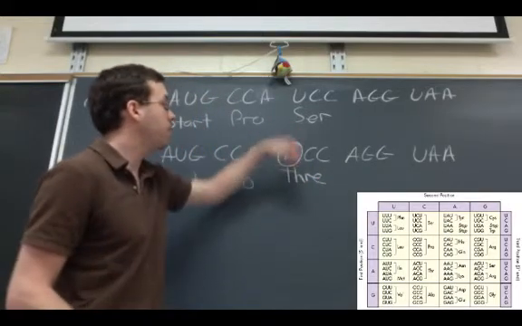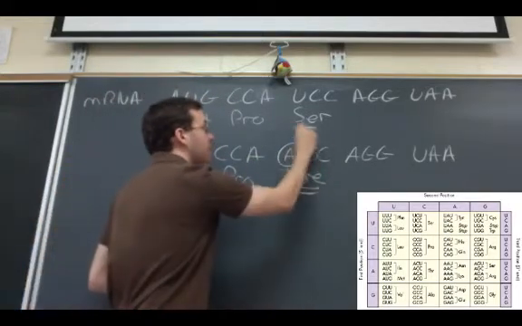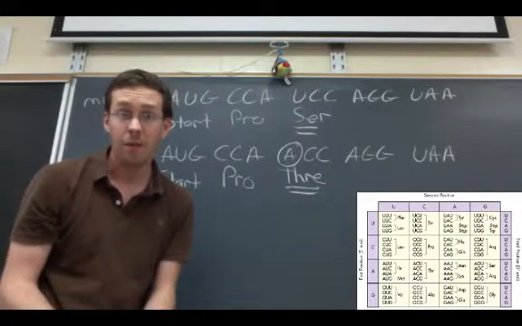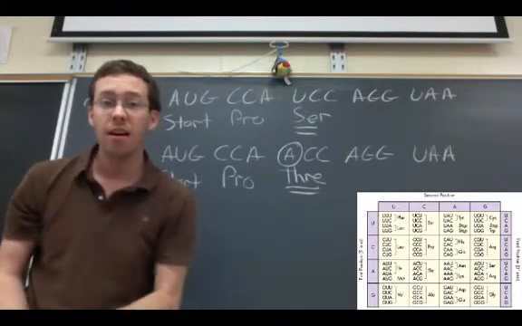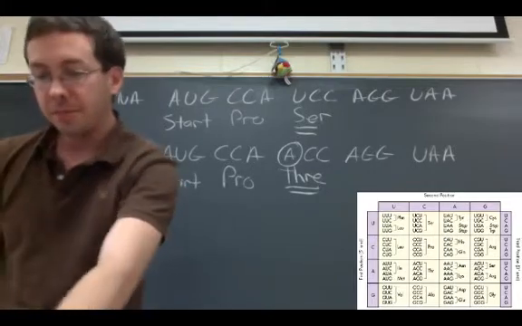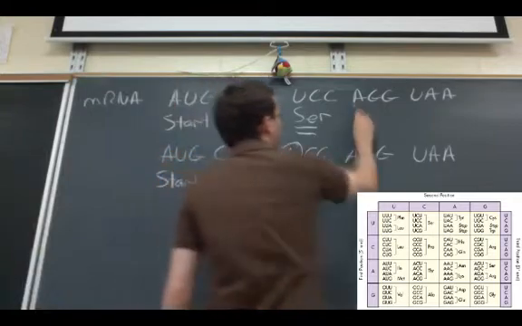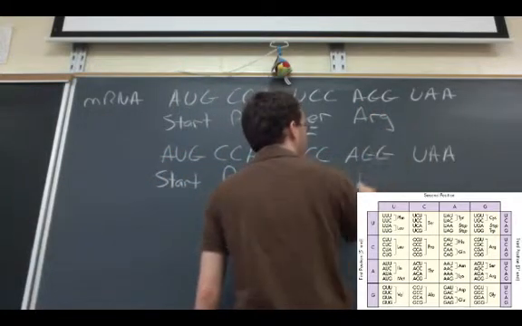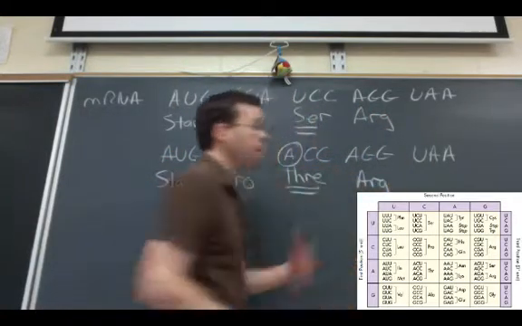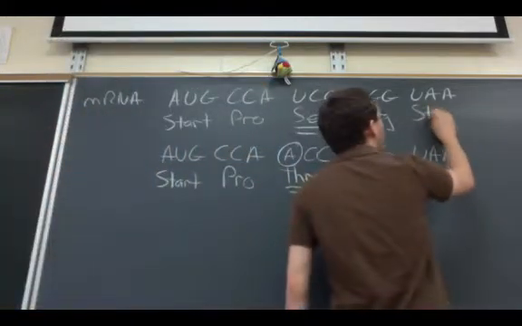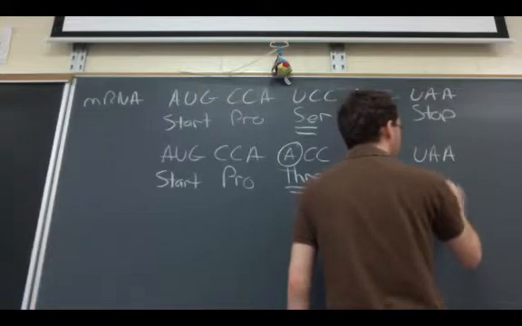All right, notice that there is a difference here. This is not the same as this. So the amino acid sequence is different. The protein is going to be different. All right, so let's look here. We've also got AGG. Let's go ahead and finish this out. And AGG is arginine, which is the same. And then UAA is your stop codon, which will tell the sequence to stop reading.